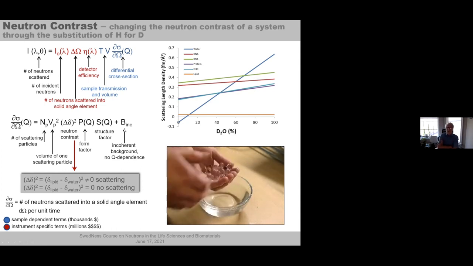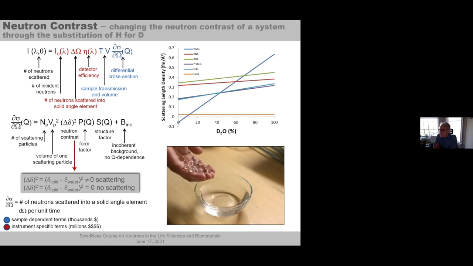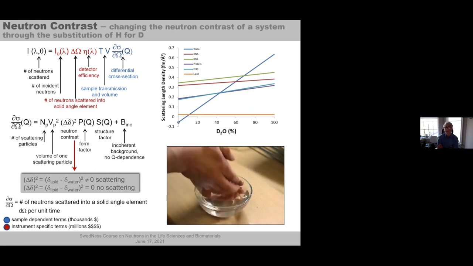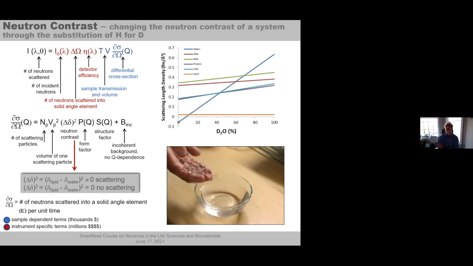So what happens, as we said, if you have contrast, you actually get a signal, right? You don't know what that signal is coming from necessarily, but you will get scattering if there's contrast. If there is no contrast, in an ideal world, of course, you will get zero scattering.